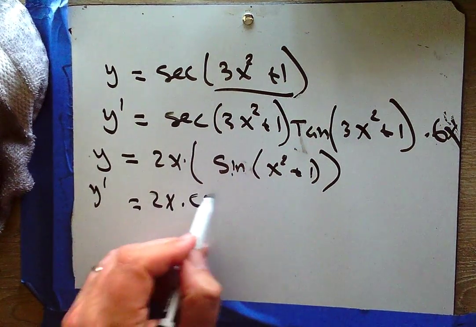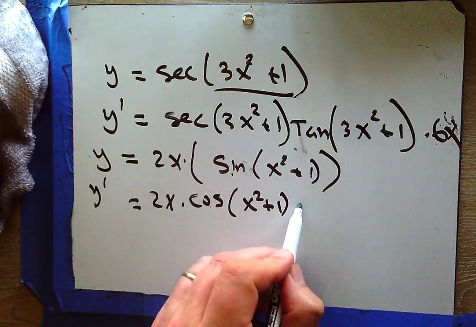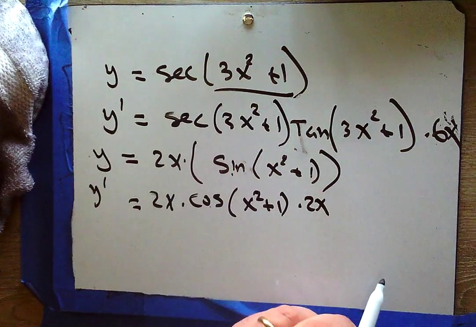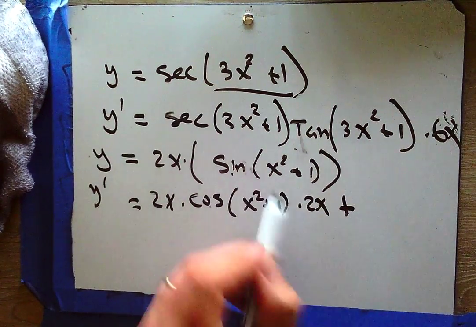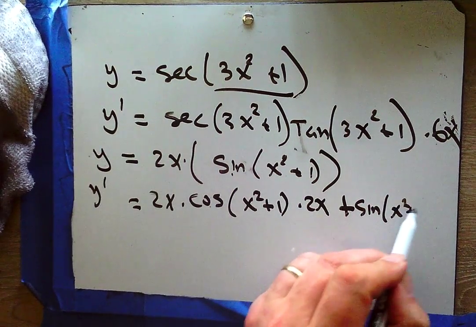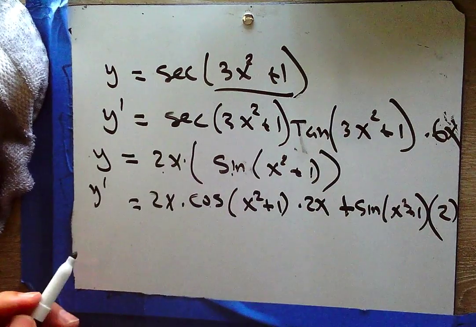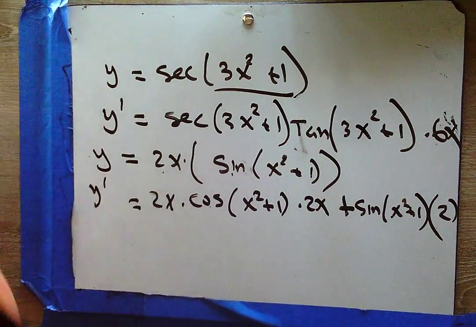The derivative of sine is cosine. Leave the inside alone. Times the derivative of the inside function. Plus this stuff times the derivative of that. Okay, good. All right, let's get more comfortable with it.